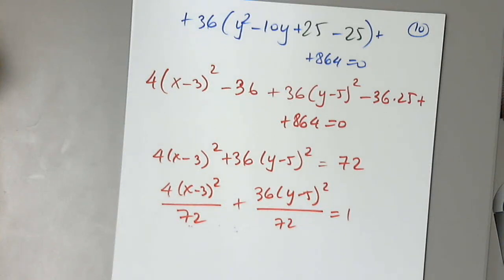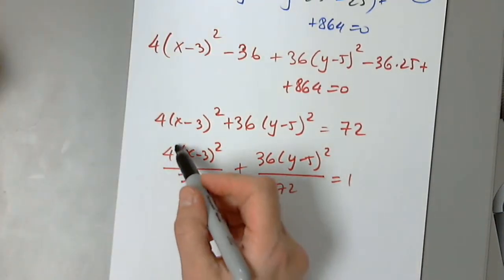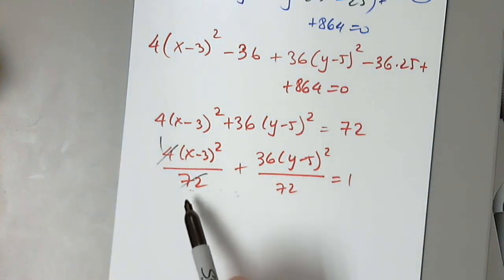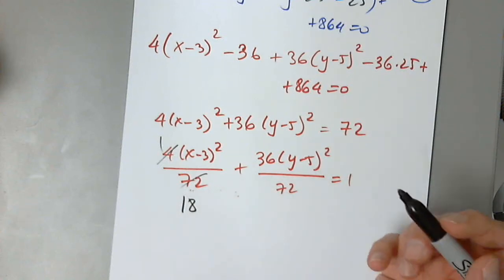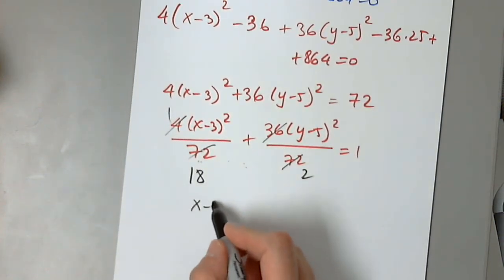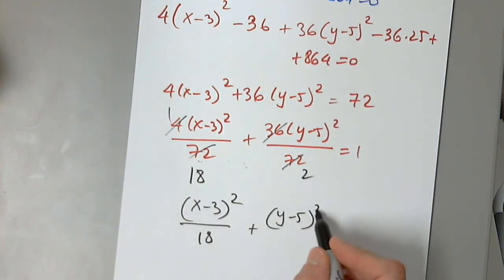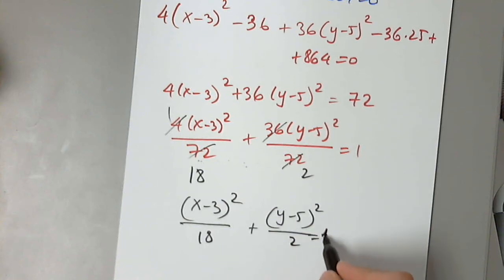This is absolutely mandatory. Otherwise, if we don't have 1 on the other side, it may still be an ellipse, but we will not be able to identify a and b, the major axis and the minor axis. Okay, so we'll simplify. What do I simplify? So 36, divided by 2, I think it's 18, is it? And this is 2. Is that okay? Yeah. Okay, so then (x minus 3) squared over 18 plus (y minus 5) squared over 2 equals 1.